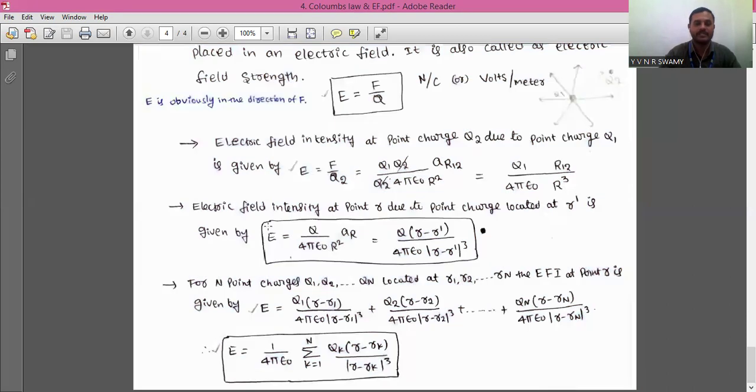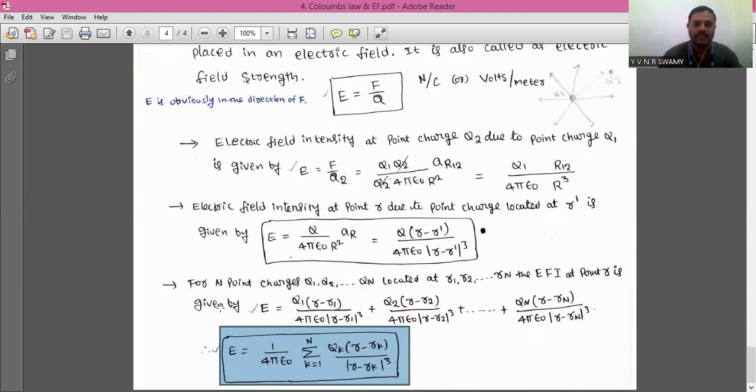What is the electric field intensity due to a point charge? This one: E equal to Q by 4 pi epsilon naught r square along the a r direction. So what is the electric field intensity due to n number of point charges? E equal to 1 by 4 pi epsilon naught into sigma k equal to 1 to n q suffix k into r minus r suffix k by mod of r minus r suffix k whole cube. This is the electric field intensity for n number of point charges.